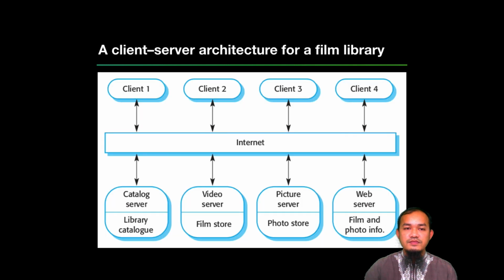You can see here the client server architecture for a film library. There are many features available: a catalog server, video server, picture server, web server. There can be many clients. If you want to use any servers from the internet, you have to connect to the internet and then use those services.